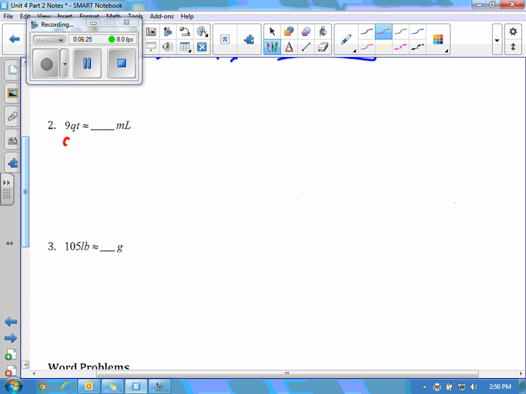So I'm going to start by writing my original one, 9 quarts over 1. Now, again, I cannot go from quarts straight to milliliters. I have to go from quarts to liters, liters to milliliters. So quarts is on the top. Now it needs to be on the bottom. And I'm going to have liters on the top. So 1 quart is 0.946 liters. Again, that's just from the table on the top of the first page.